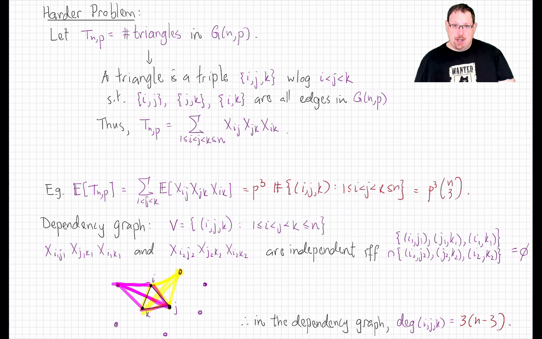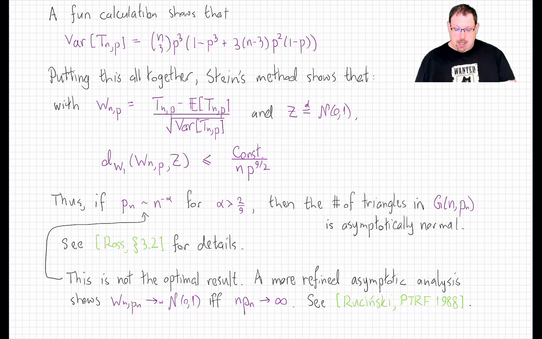Now, calculating the variance is fun, but would take more time than I want to go through right now. And if you're inclined to these kinds of enumerative combinatorics problems, I recommend that you go through the calculation. The answer is the following. And it doesn't matter what we have inside here so much. I just want to note that the variance is actually a quartic polynomial in n. It grows quite fast. And that means that the fact that the degree of the dependency graph grows with n is not going to hurt us here, because we're dividing by something that grows much faster.